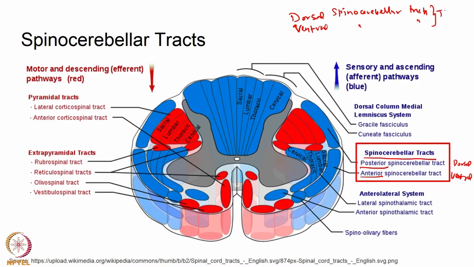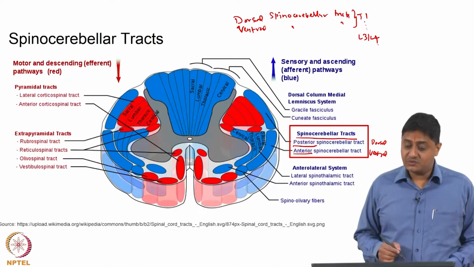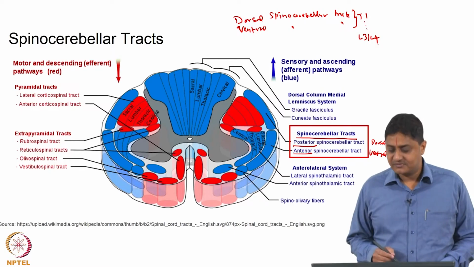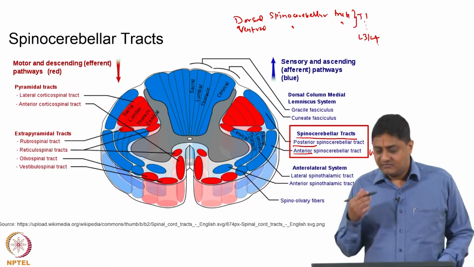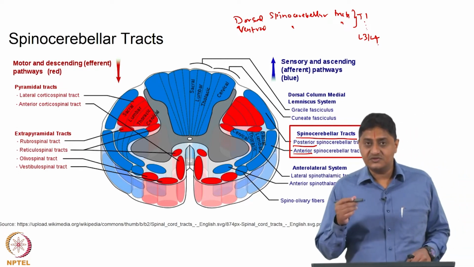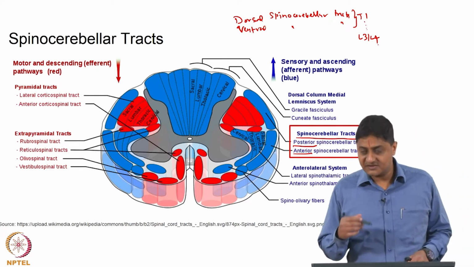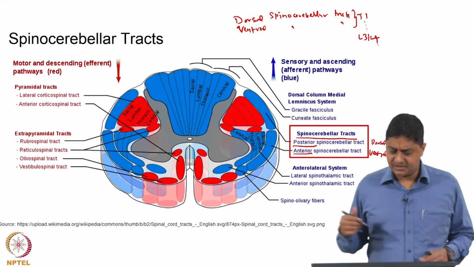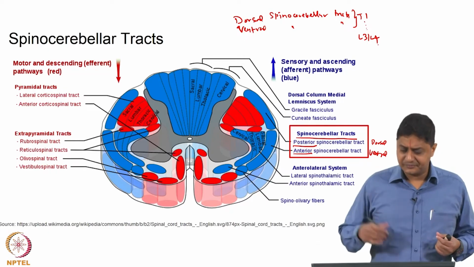The dorsal and ventral spinocerebellar tracts start from vertebra T1 and continue until about L3 or L4. Then the question is, what about vertebrae C1 to C7? Because in our discussion on the spinal cord and vertebral column we said C1 to C7, then the thoracic vertebrae, then the lumbar vertebrae, sacral vertebrae, and so on, and coccyx, is it not? This is the order.